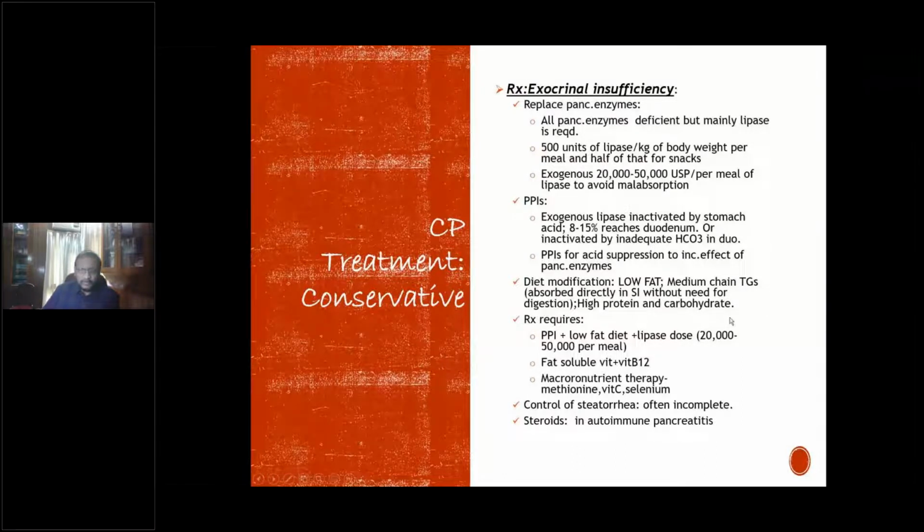So if you look at an overall treatment of exocrine insufficiency, you'll require PPI, low fat diet plus lipase in a dose of 20 to 50,000. You like to give this patient fat soluble vitamins and B12. You like to give this patient micronutrient therapy in the form of methionine, vitamin C, selenium. Control the steatorrhea, often not very easy to do, and steroids are indicated only if it is autoimmune pancreatitis.